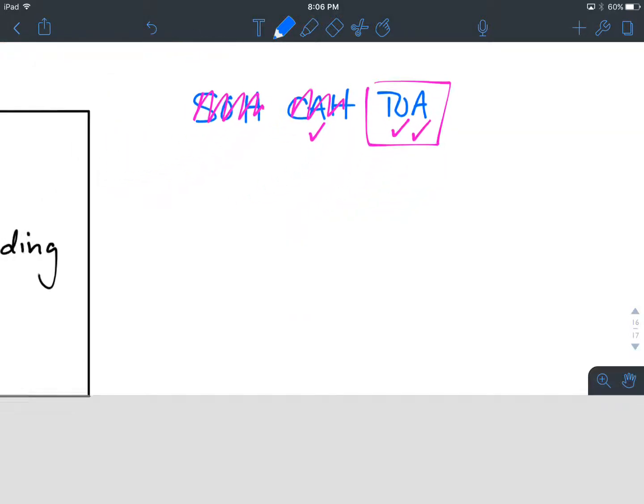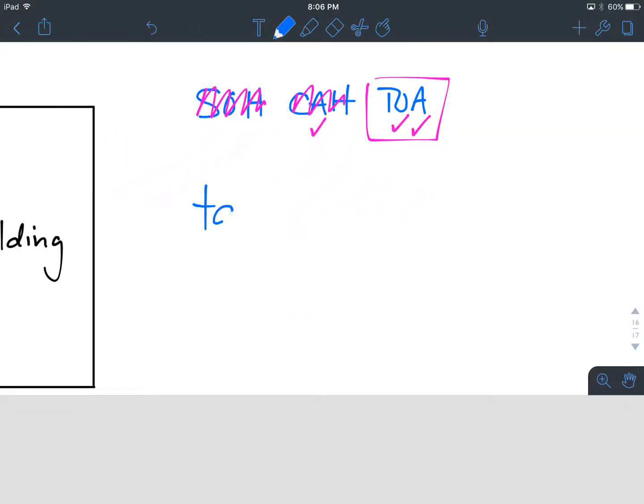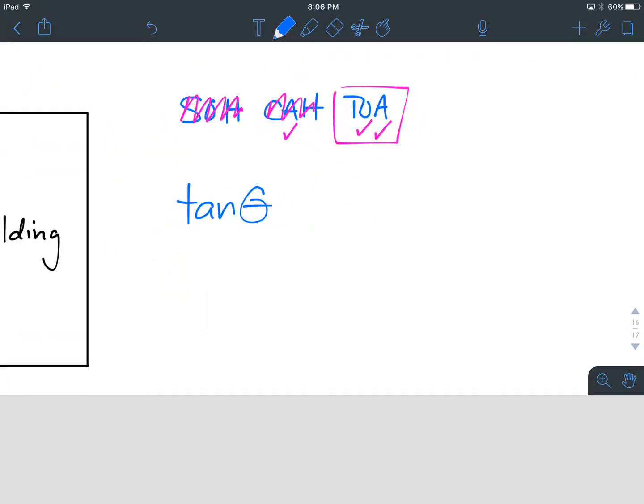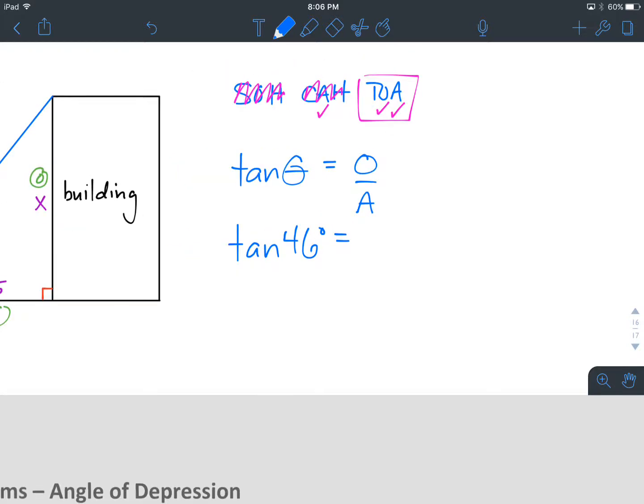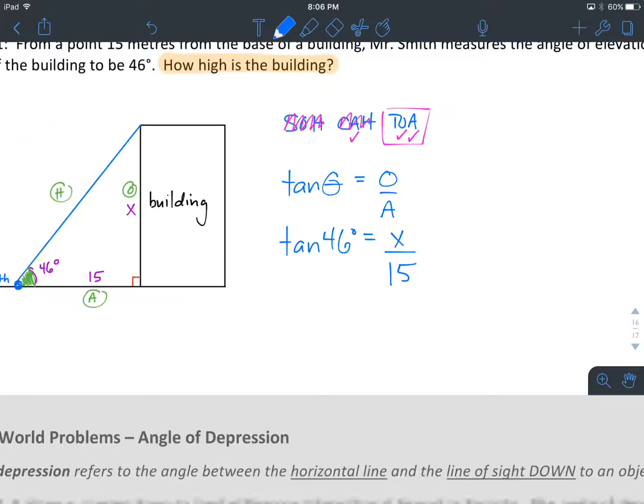So let's write this out. The tangent of theta, because we didn't really put any letters on this thing, so we'll say the tangent of theta equals the opposite over the adjacent. That's our bare bones trig ratio. Now let's fill in some information that we know. So the tangent of 46 degrees is equal to the opposite side, which we don't know, and we called it x, over our adjacent side, which is going to be 15.